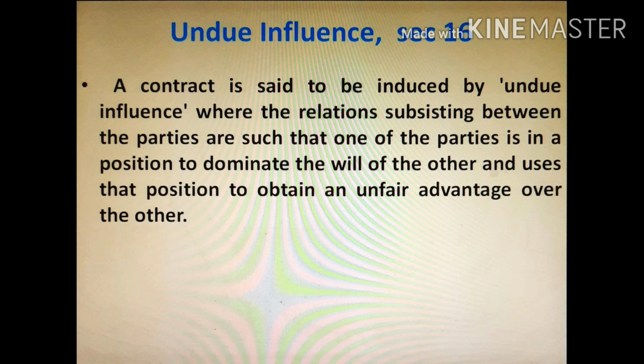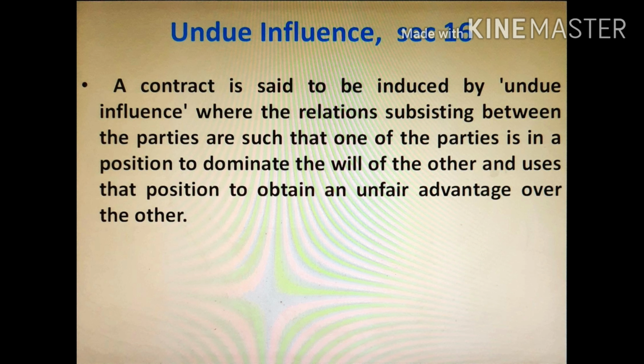Second, the relation is such that one of the parties is in a position to dominate the other person. Third, the person in the dominating position is misusing his position to obtain unfair advantage over the other. As I told you earlier, a doctor knows that a particular ailment can be cured with mere medicine, which may cost rupees 500 to 1000. But he wants to earn more money by performing the surgery, so he threatens the patient that unless surgery is performed, you will die. So it may cost 10,000 to 15,000.